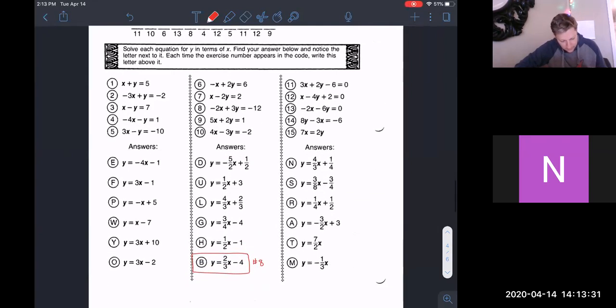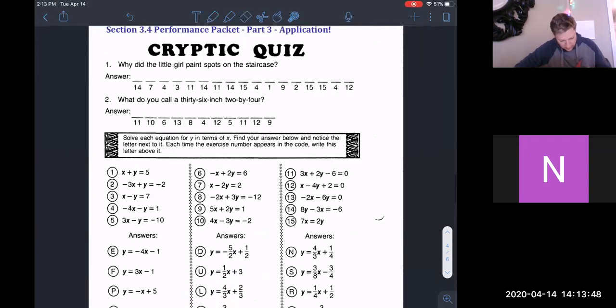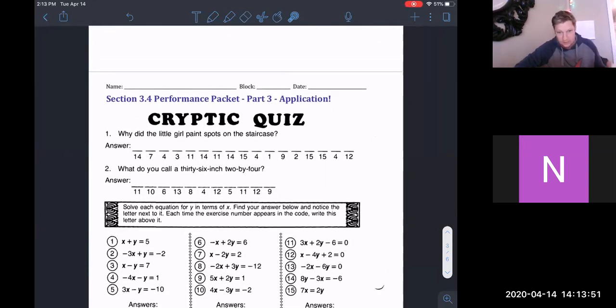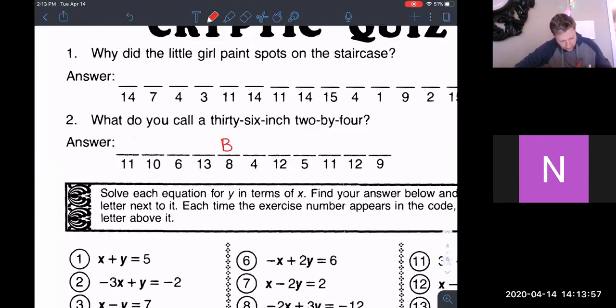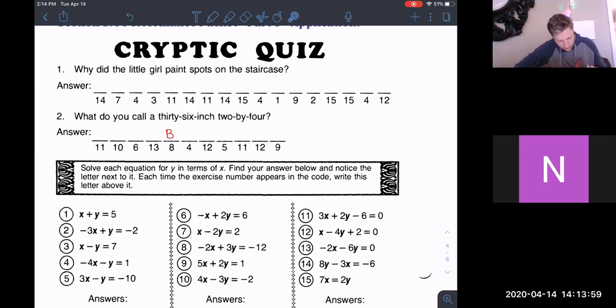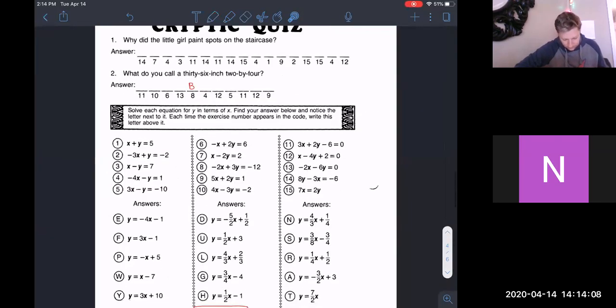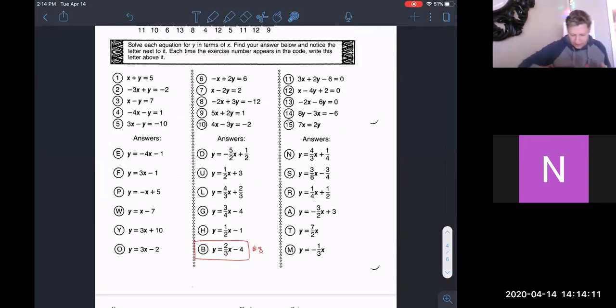And then the directions say, solve each equation for y in terms of x. Okay, we did that. Find your answer below and notice the letter next to it. So right here, our letter is B. And each time the exercise number, which is 8, appears in the code, write this letter above it. So we got to go up here, and this goes for both 1 and 2. If you find an 8 anywhere, you're going to put a B on that blank. There's only one 8 in this whole thing, so there's only one B, and it goes right there. Okay, pick another one that you want to do, and we'll do it together.